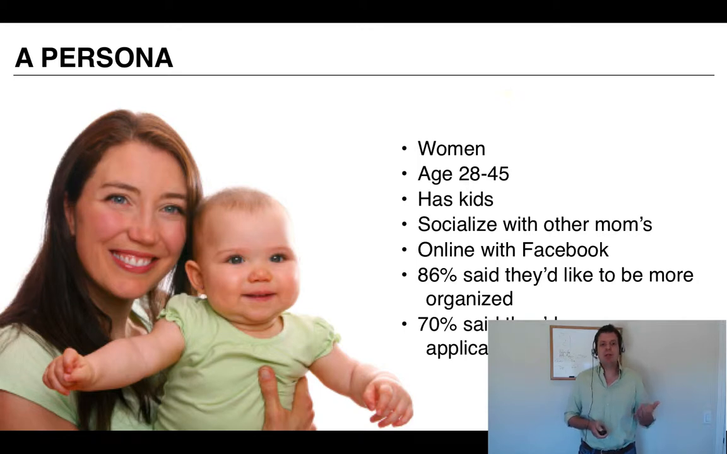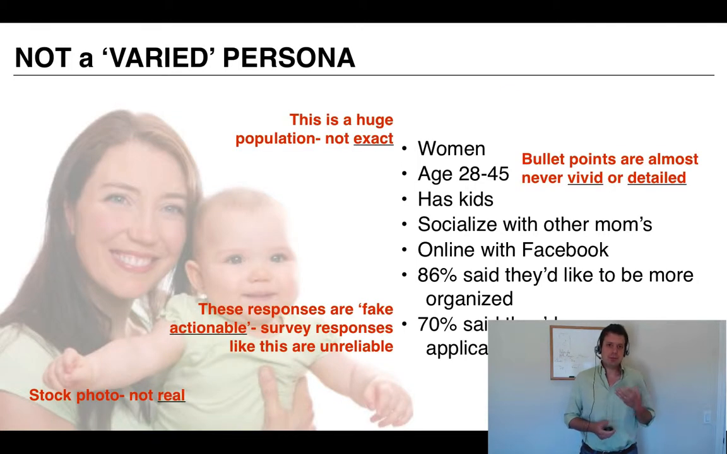So this is a bad persona, not varied. First of all, this is a stock photo from the internet, not real. Going up to the top of that list, you can see this is a huge range, age 28 to 45. So it's not very exact, vivid, or detailed. And all this stuff's laid out in bullet points, which aren't very good at telling stories, and stories are vivid, stories are detailed.